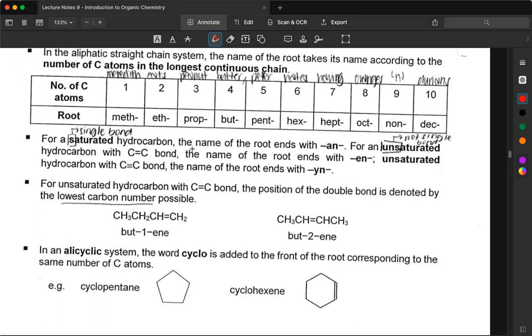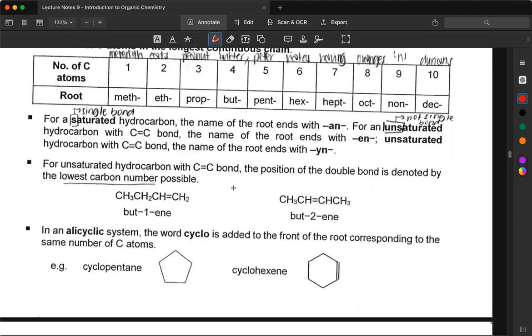Now, for saturated hydrocarbon, the name of the root ends with -AN. For unsaturated, the root ends with -EN. Unsaturated hydrocarbon with a triple bond, -YN. For unsaturated hydrocarbon with a C=C double bond, the position of the double bond is denoted by the lowest carbon number possible. So this one, although it's on the right side, you still call it 1 and not 4. This one is in the middle, 2.